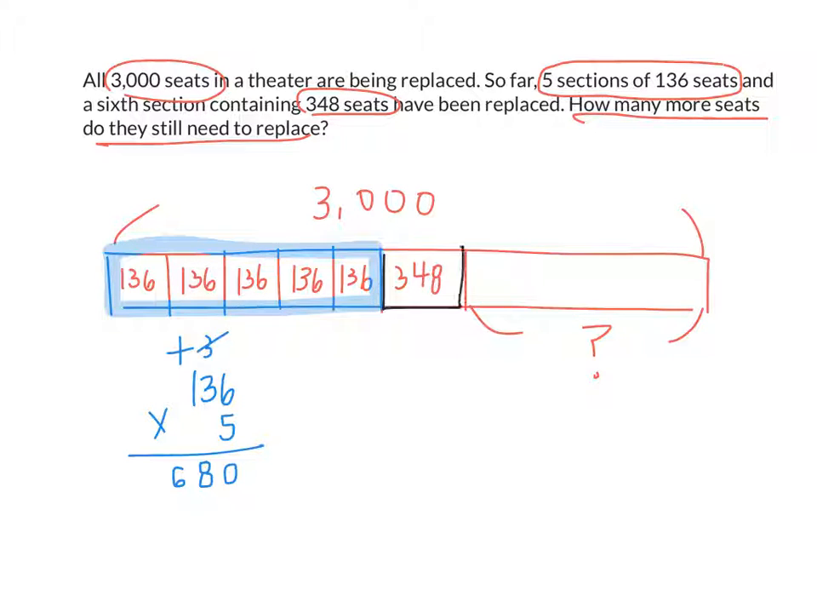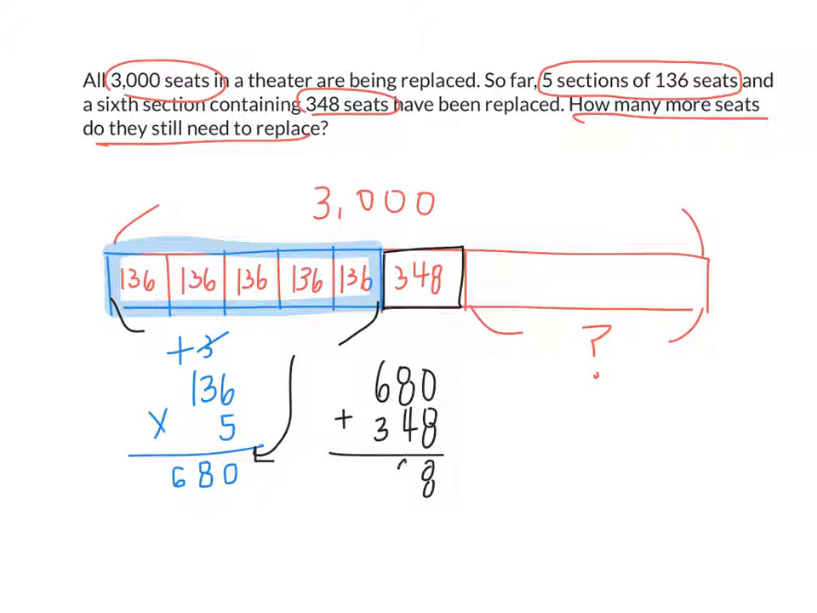Because there's also this 348. So I have to take this total. I now know that this part right here is 680, but I have to add 348 to 680. How many ones do I have altogether? 8. How many tens do I have altogether? How many? 12, but I need to regroup 10 of them to become 100. How many hundreds do I have? 10 hundreds, which is 1,000. Good. So how many seats have been replaced already? 1,028. Is that my final answer?